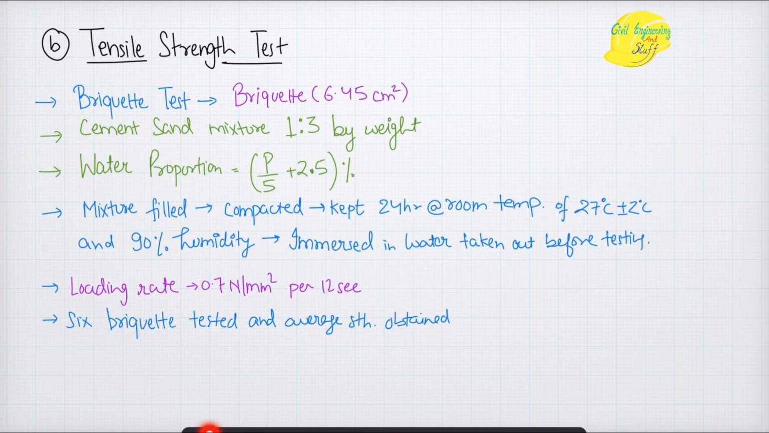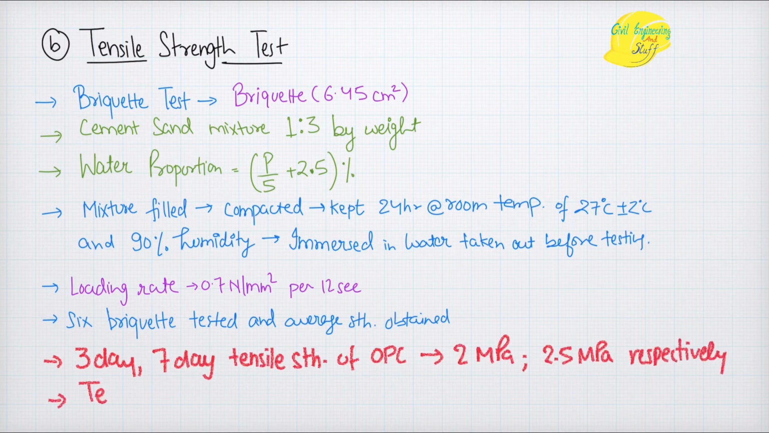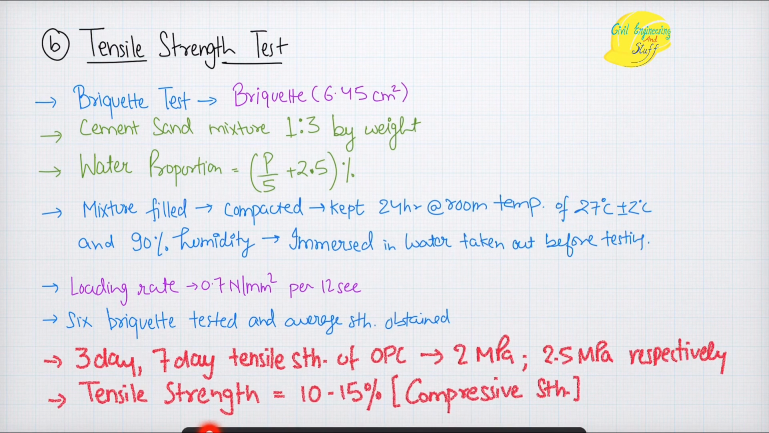In compressive strength test we used the average of 3 cubes. Here we use the average of 6 briquettes. So 6 briquettes are tested and the average strength is obtained. The 3 day and the 7 day tensile strength of OPC cement is 2 MPa and 2.5 MPa respectively, and in general the tensile strength that we get is normally 10 to 15% of the compressive strength of the cement. So whatever compressive strength we get, conventionally the tensile strength is 10 to 15% of that.